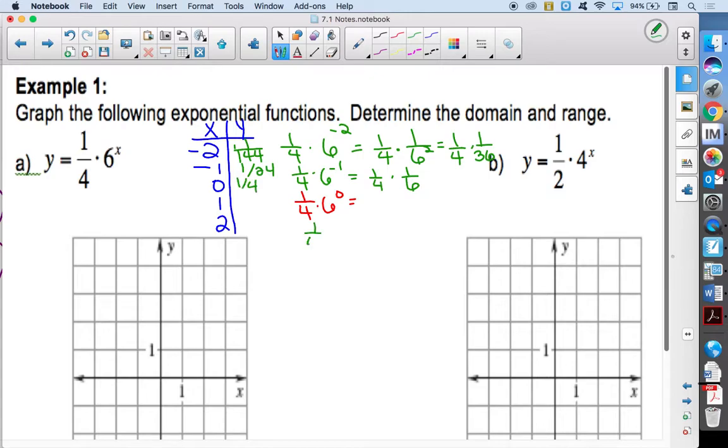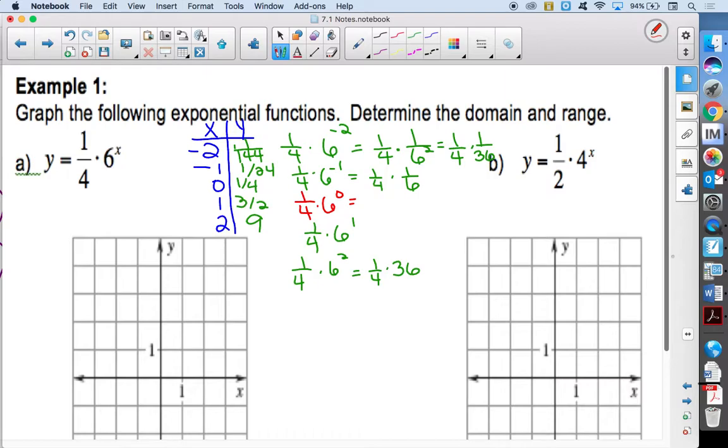Then I would have 1/4 times 6 to the first. So what's 1/4 times 6? 3/2. And then finally, 1/4 times 6 squared is really 1/4 times 36, and that makes a nice number of 9. When you're multiplying by 1/4, you're really dividing by 4.